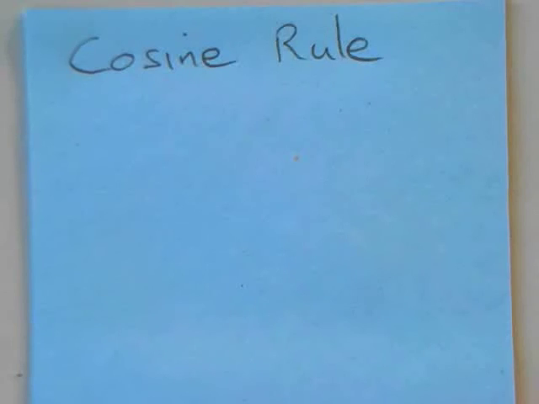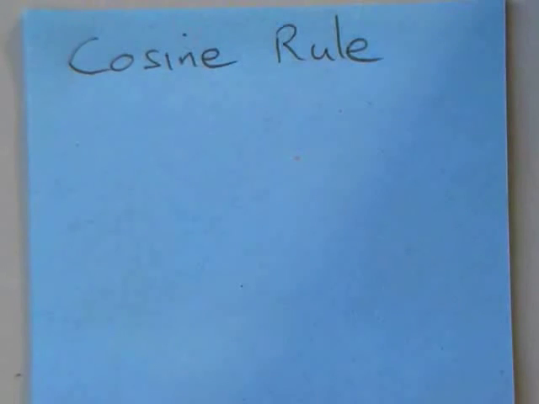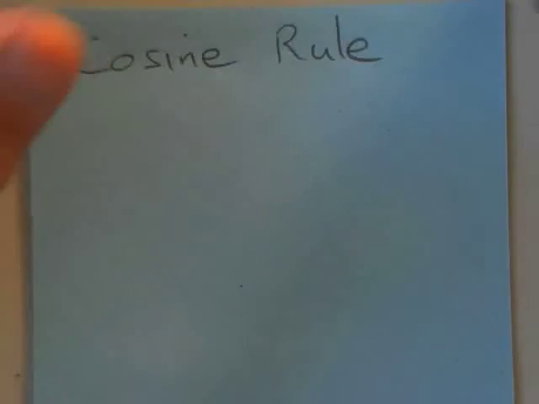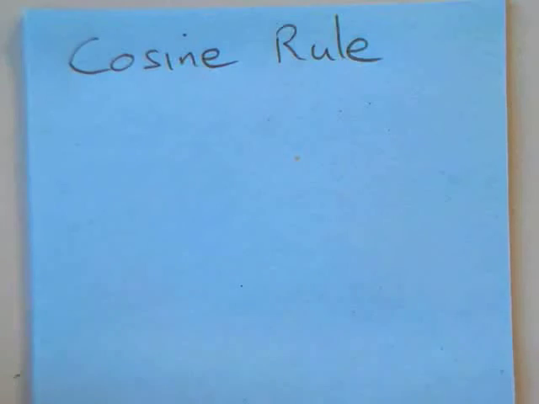Mr. Conlon Mathematics, and this is the cosine rule. Now, this is really pretty straightforward as long as you remember one particular rule, okay? And that's how to label the triangle up.